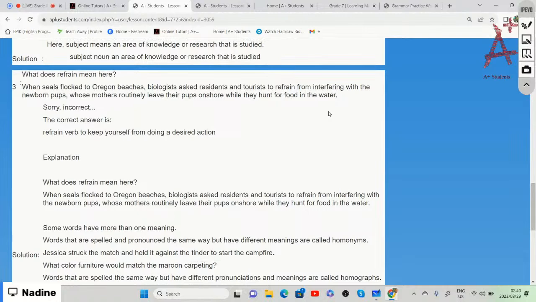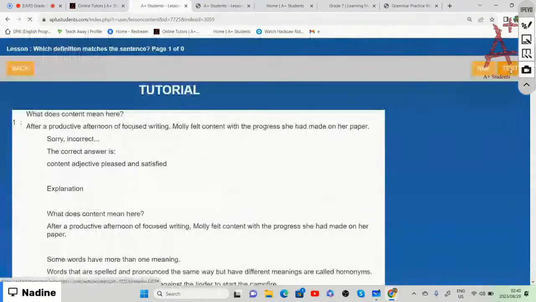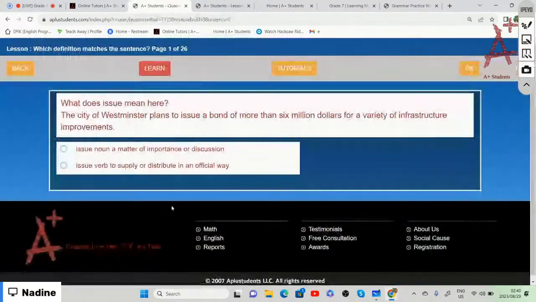All right, let's go to the test, where we are matching the definition with the sentence. So what does issue mean here? Issue. The city of Westminster plans to issue a bond of more than $6 million for a variety of infrastructure improvements. So in this case, what does issue mean?